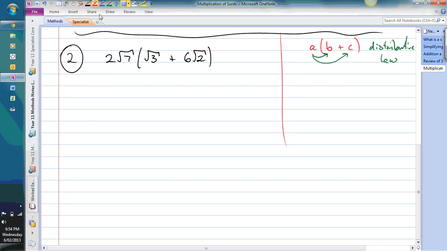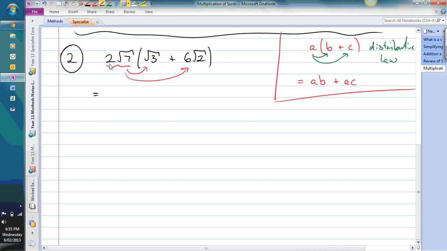So this here would be equal to A times B, which we can write as AB, plus A times C, or AC. Okay? And that is the exact situation that we have in this question here. The only difference is, instead of an A, we've got a 2 root 7. Instead of a B, we've got a root 3. Instead of a C, we've got a 6 root 2. And so we're going to take that term outside and multiply it by each term inside.